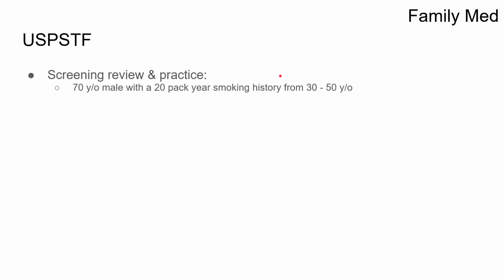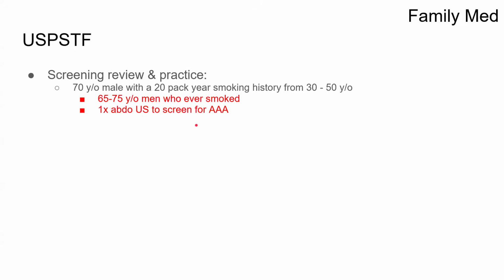Let's say, for example, there's a 70-year-old male that has a 20-pack year smoking history from when they were 30 to when they were 50 years old. So they quit 20 years ago. What do you get for this guy? He is within the age demographic and clinical features of a 65 to 75-year-old man who has ever smoked. And so in that demographic, they get a one-time abdominal ultrasound to screen for an abdominal aortic aneurysm.